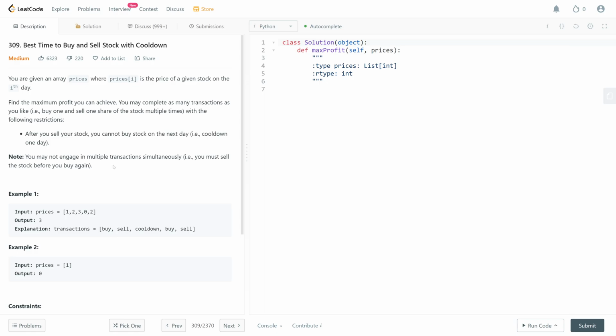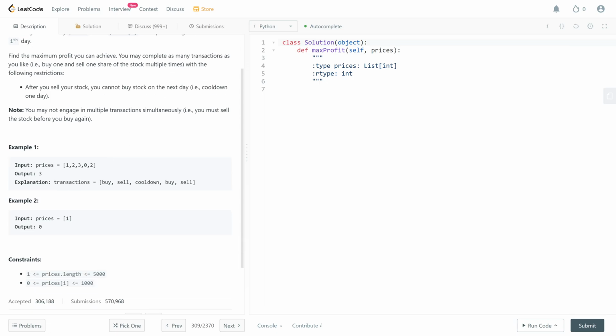Okay, so this is a further restriction in addition to the last problem, best time to buy and sell stock number two. Right, you can still buy and sell multiple stocks, but you cannot buy again on the same day, right? So, for example, we're given 1, 2, 3, 0, 2. So you can buy on day one, let's say buy on day zero because we want to use zero indexing consistently. Buy on day zero, sell on day two, you have a gain of $2.